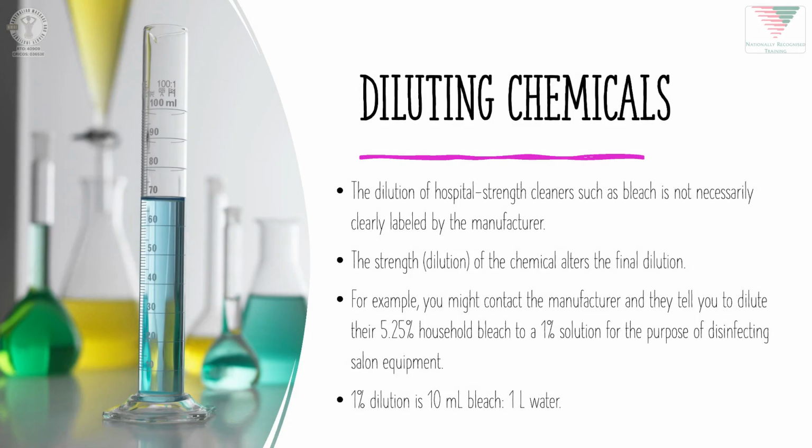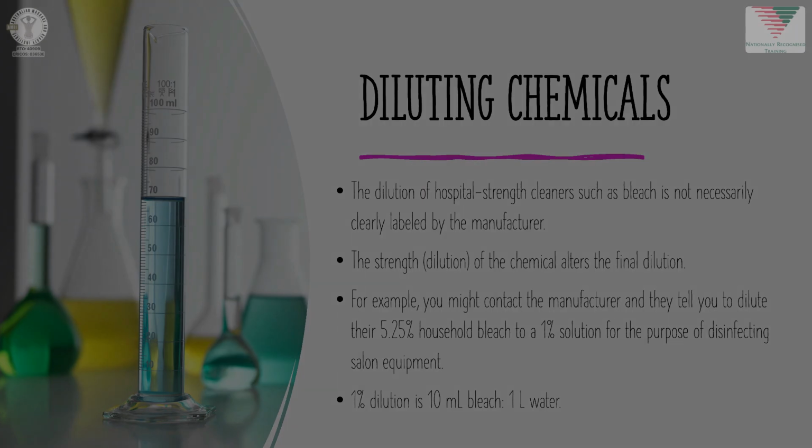The dilution of hospital-strength cleaners, such as bleach, is not necessarily clearly labeled by the manufacturer. The strength dilution of the chemical alters the final dilution. For example, you might contact the manufacturer and they tell you to dilute their 5.25% household bleach to a 1% solution for the purpose of disinfecting salon equipment. 1% dilution is 10 milliliters bleach, 1 L water.